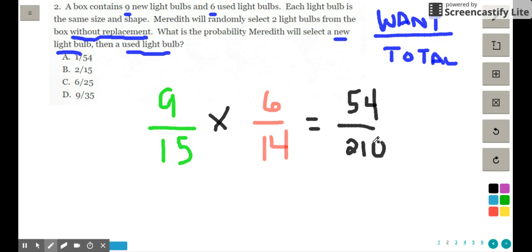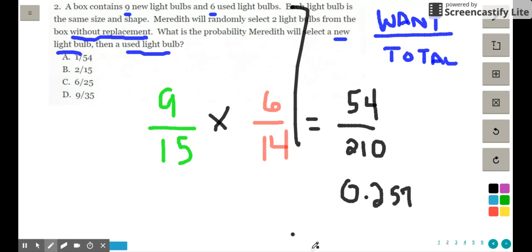Well, the issue is 54 divided by 210 is not an option. What they've done is they have simplified this. So if you don't know how to simplify, grab your calculator. Grab your calculator, and you type in 54 divided by 210, and you get 0.257, okay? That's how it's written as a fraction.